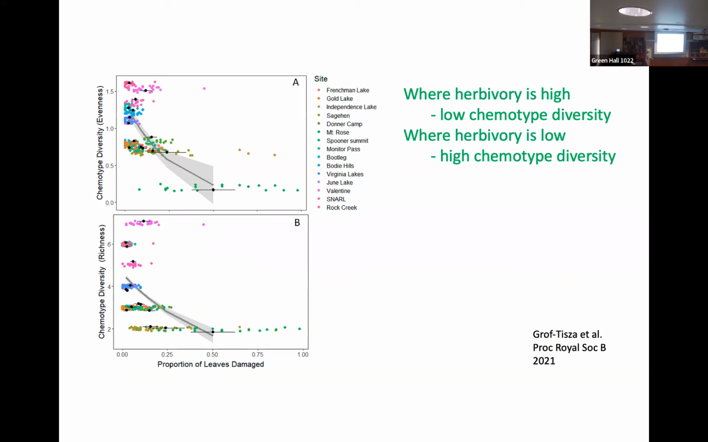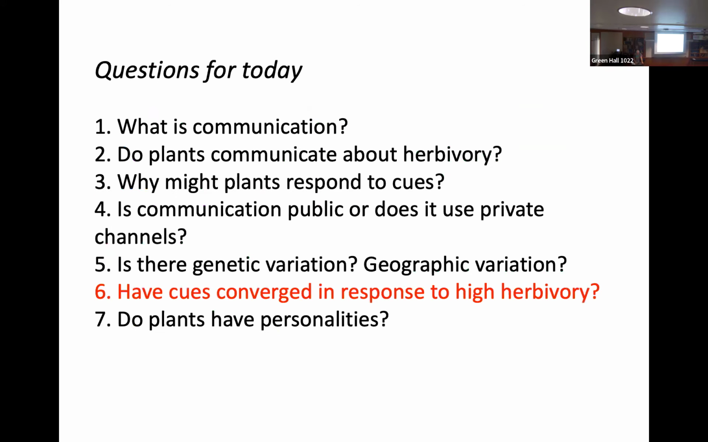Okay, looking at this, what we noticed was that at those sites that get a lot of damage, this is the proportion of leaves, the amount of damage on the x-axis, those sites that get a lot of damage have lower chemotypic diversity. The sites that have lots of different chemotypes are the sites that don't get a lot of damage. This is interesting and has really been the motivator for what we've been up to the last few years. We've tried to ask whether or not cues have converged in response to high levels of herbivory. And I'll explain this in a little bit more detail.